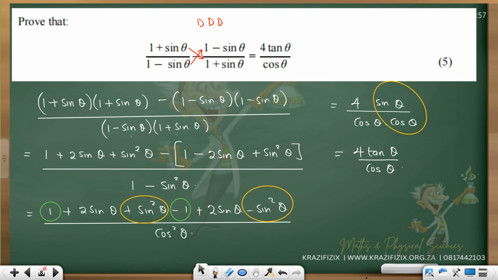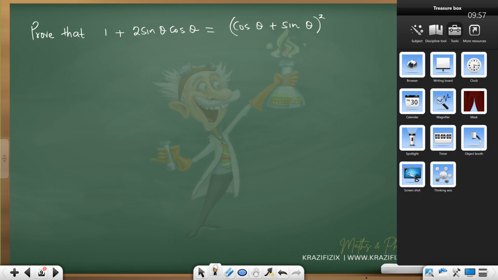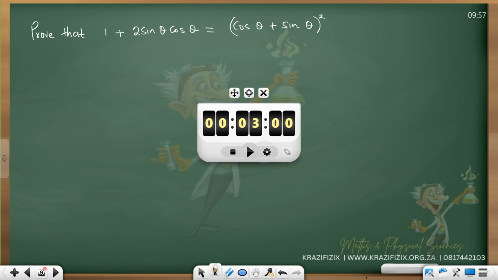Oh, okay. These are other questions, but can I quickly try something with you? Can you do this one for me? I want to handwrite this one. Prove that 1 plus 2 sine theta cos theta is cos theta plus sine theta squared. This one should be 3 minutes.